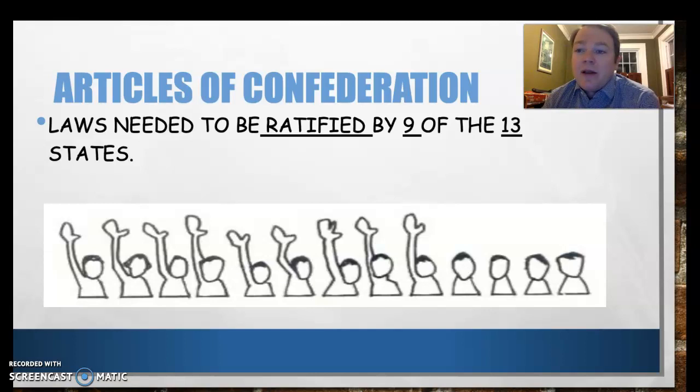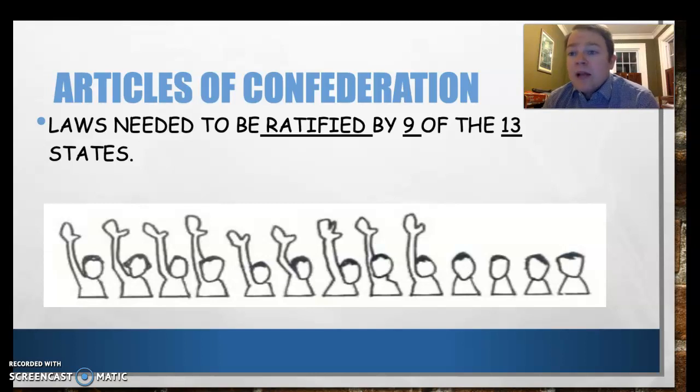But let's say we just fought a war. Let's say we want to make a law about letting loyalists back into the country or something like that. In order for that law to become a law of the land, 9 out of 13 states have to agree to it. That number is close to 70%. Okay, that's a big number to get anybody to agree. 70% to get people to agree.